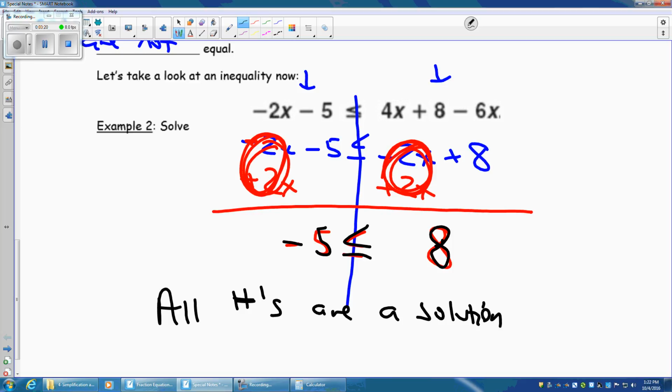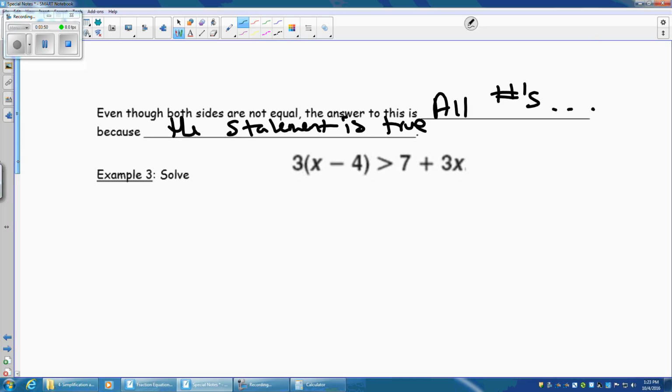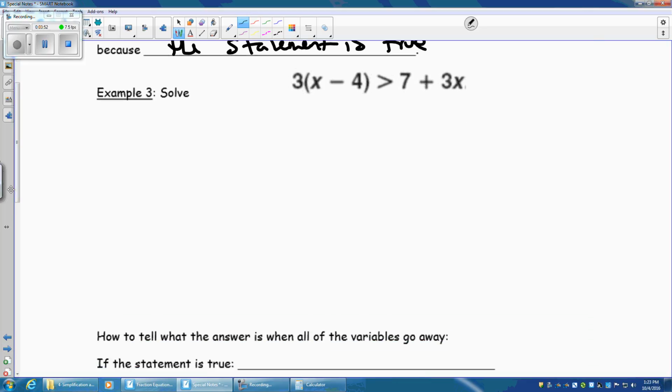And it can be a little bit more tricky. You really have to read what the sign says, and you have to see if the alligator is eating the correct thing. So let's do another example together. So I say even though both sides are not equal, the answer to this is all numbers, because the sentence is true, or the statement now is true. Okay. All right, so let's take a look at another example. Maybe we can figure it out if we do one more together here.